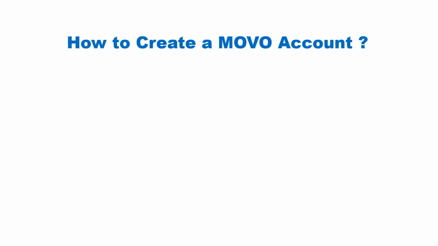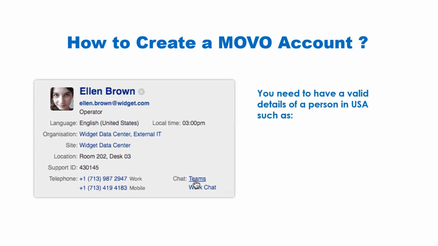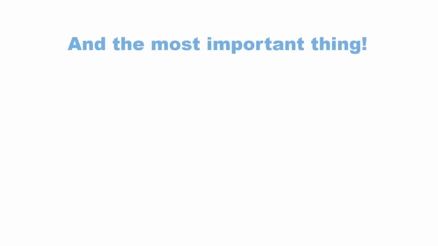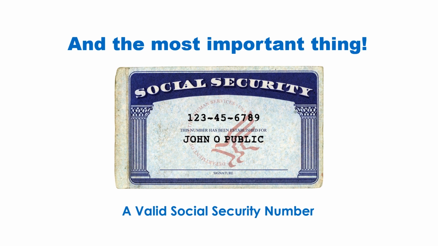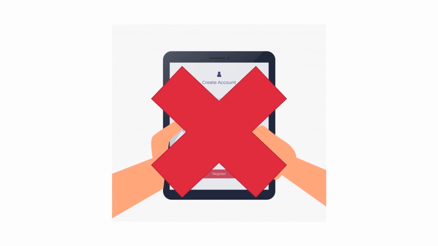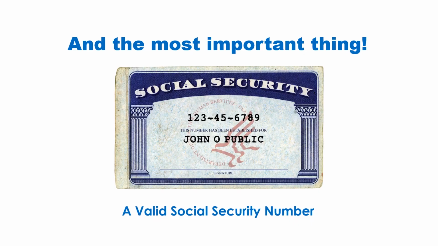So, how to create a MOVO account? It's quite hard to create a MOVO account if you are residing outside of the United States. It is only given to, and approved for, the people of the United States. If you have a valid set of details of a person in the USA, such as name, address, date of birth, phone number, and the most important thing, a valid social security number, then you can get your account approved. If you don't have a valid social security number, no matter how much you try creating your account, you cannot succeed because it requires a valid social security number.